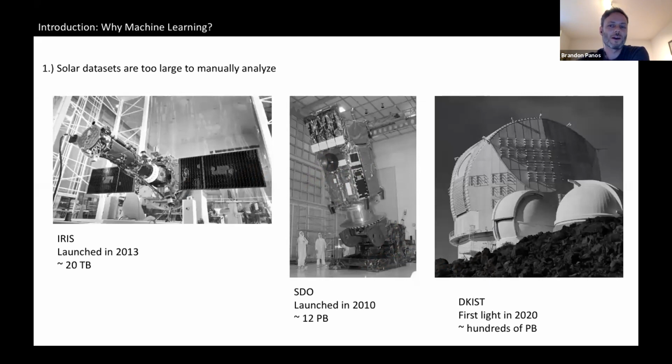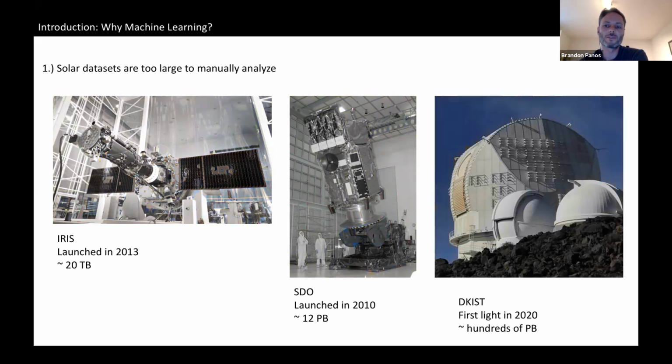And the question is, why are we using machine learning on this data? The first answer would be, over the years, the heliophysics data sets have become increasingly swollen. So the instrument that I used for my PhD is IRIS. It was launched in 2013, and it has since accumulated 20 terabytes of data. The Solar Dynamics Observatory, SDO, was launched in 2010, and it has actually accumulated 12 petabytes of data.